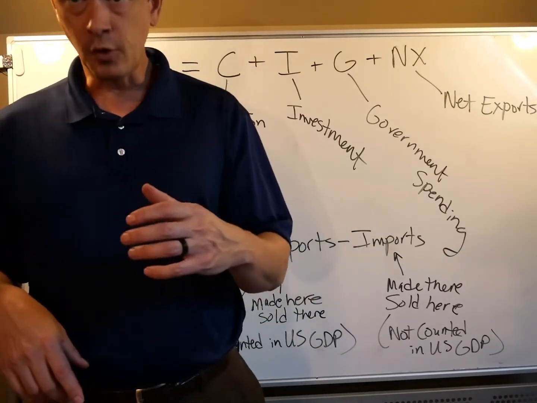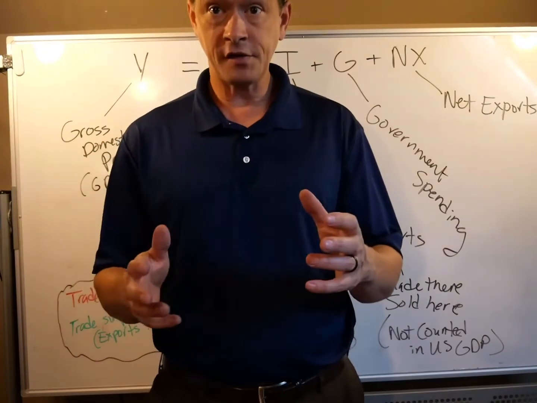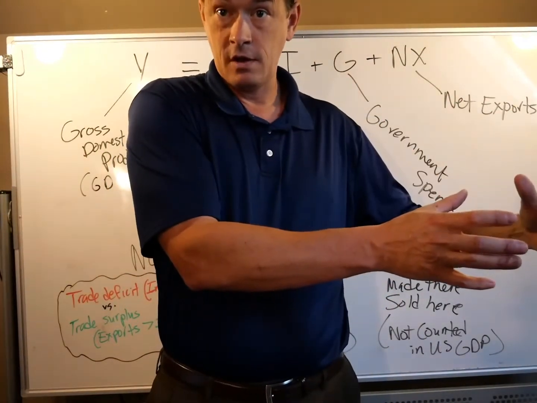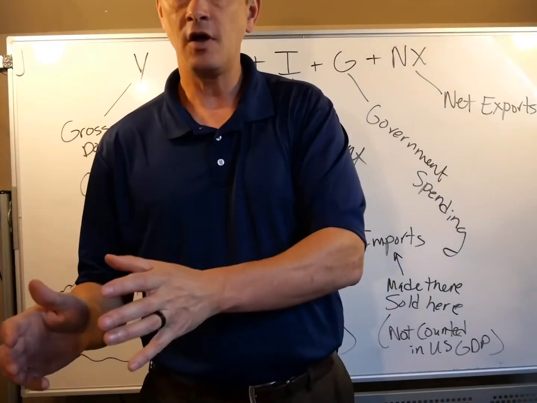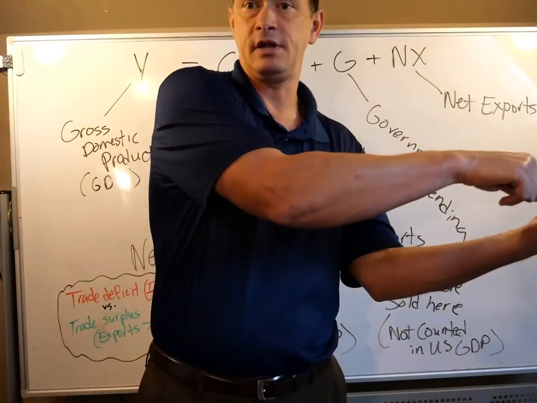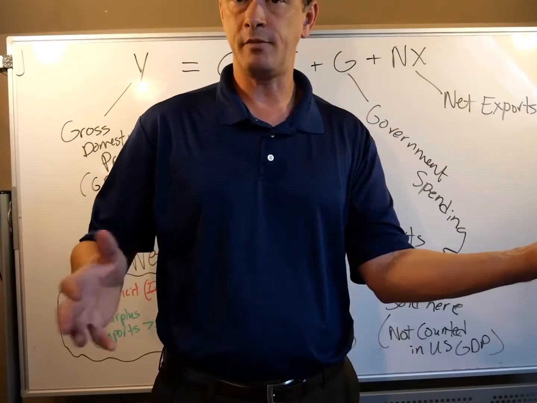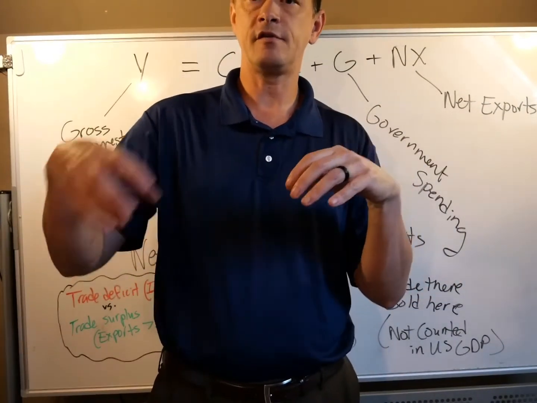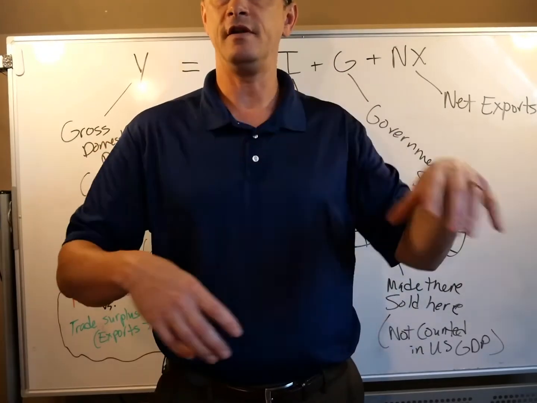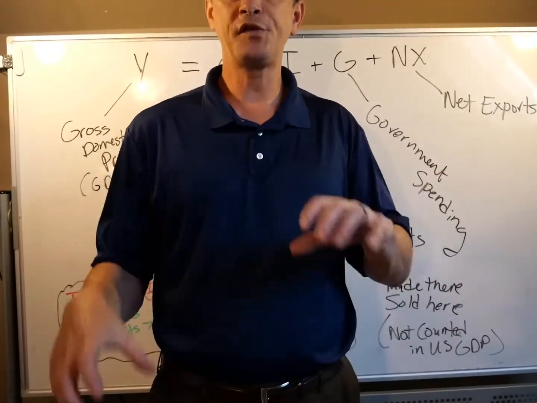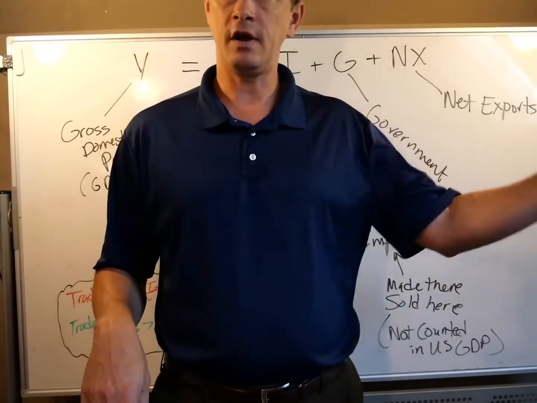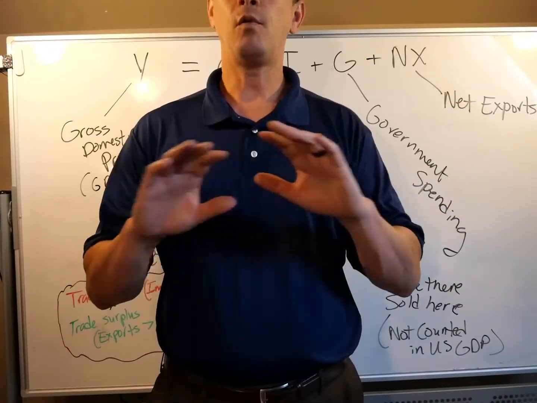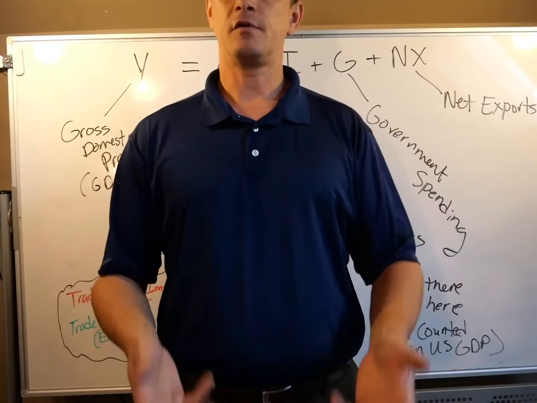Now, those ships coming in and out of the Port of Charleston are also bringing stuff made in another country and selling it here. Well, guess what? That counts in their GDP, not ours. Those are called imports. If you ever go to the Port of Charleston, you see these containers coming on and containers going off. The ones going on are made here, sold there. The ones coming off are made there, sold here. Only one of those counts towards our GDP.